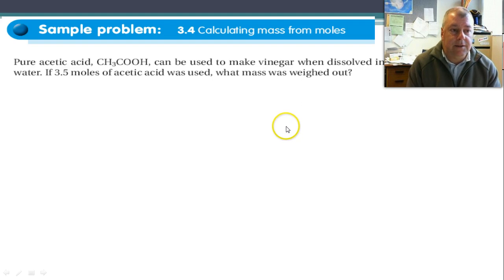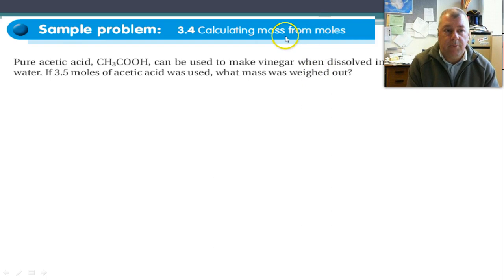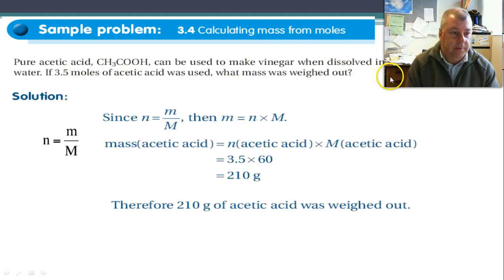Let's do another one. In this case we're calculating mass from moles, so we know how many moles we have and we want to work out how much mass in grams that might represent. So acetic acid has that formula. It's used to make vinegar when it's dissolved in water. It's what you put on your chips. 3.5 moles of acetic acid was used. What mass was weighed out? Now this is a liquid, but we can still weigh out a liquid.